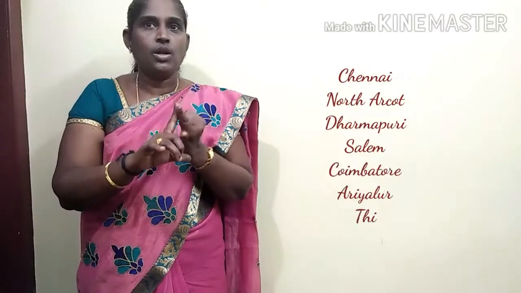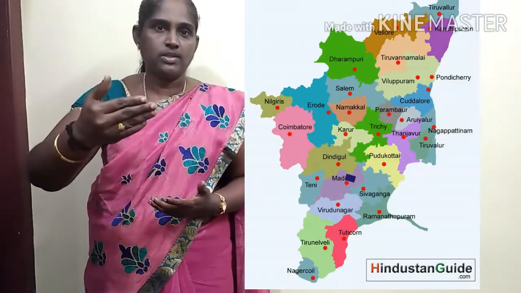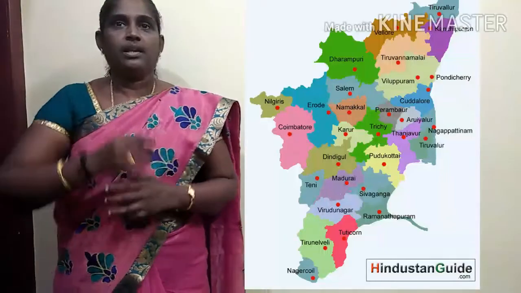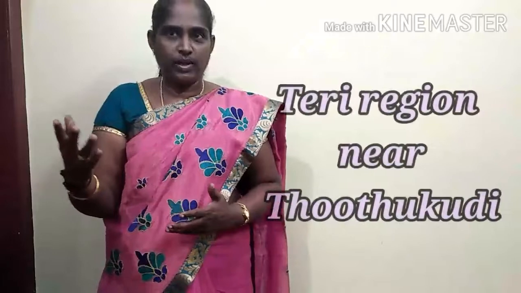We can find the evidences in Chennai, North Arcot, Salem, Coimbatore, Ariyalur, Tiruchirappalli, Pudukottai, Madurai, Sivagangai, Tirunelveli and our district Kanyakumari. You can refer to the picture. You can find all these places in the map of Tamil Nadu. Here, next one is the Teri region near Thoothukudi. Here microlithic artifacts are present.